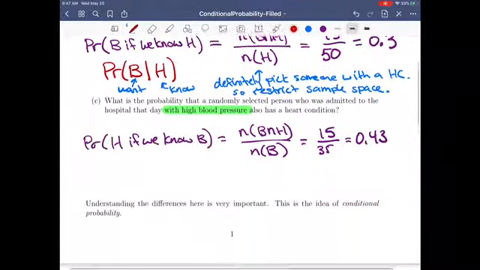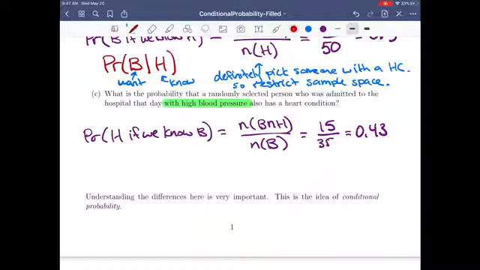Similarly for part C, it's going to be the other way around. This one is going to be the probability of H given that B is definitely going to happen. So you always want the one you want first, and the one that you know is after the vertical line.